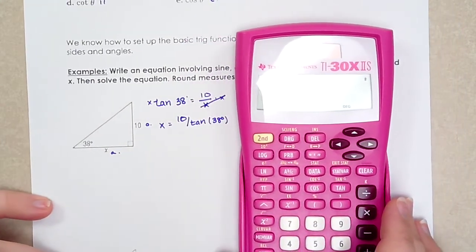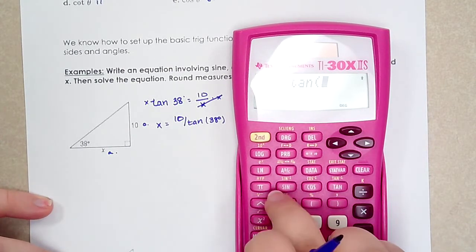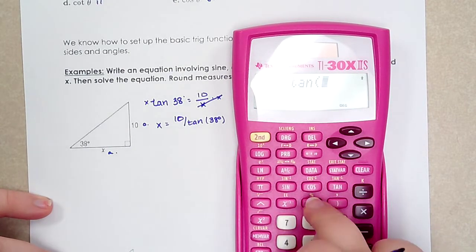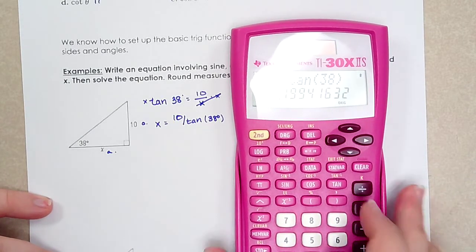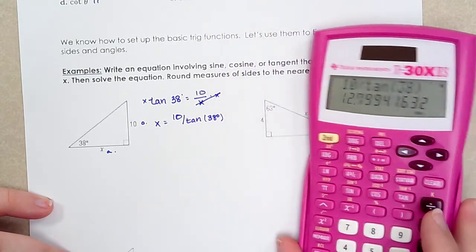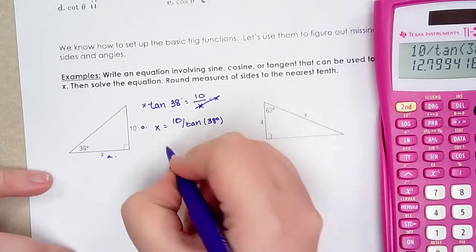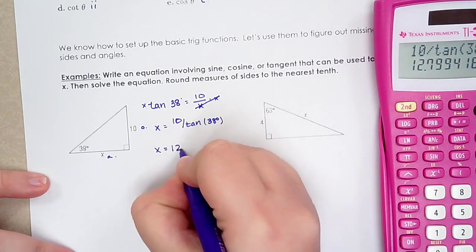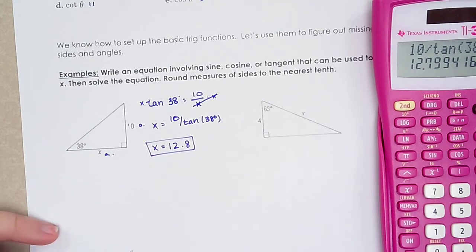Once we have it in the right mode, we're just going to plug it in. 10 divided by the tangent, notice you've got sine, cosine, and tangent right there, of 38 degrees. I close my parenthesis, and I have 12.79, yada, yada, yada. But again, it says to the nearest tenth, so I'm going to go 12.8. So in this case, x equals 12.8. It doesn't give me a unit, so I'm not going to put one on there.